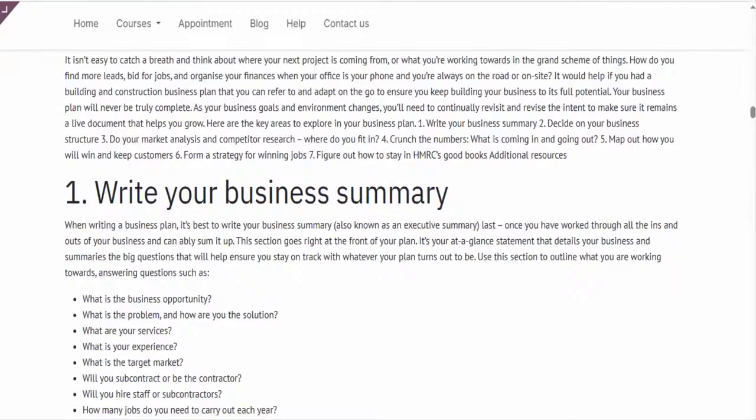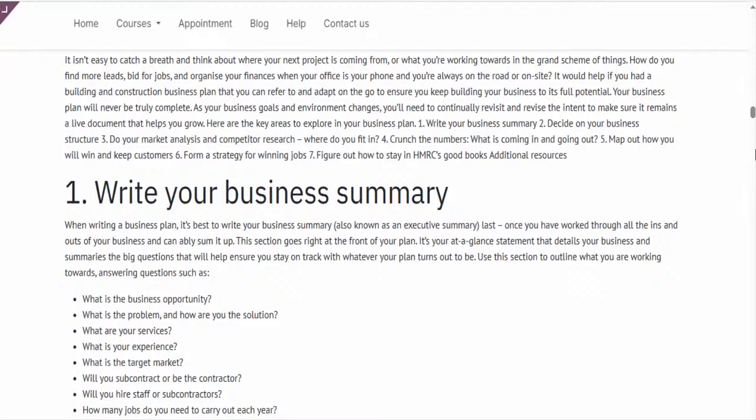How do you find more leads, bid for jobs, and organize your finances when your office is your phone and you're always on the road or on site? You need a building and construction business plan that you can refer to and adapt on the go to ensure you keep building your business to its full potential.